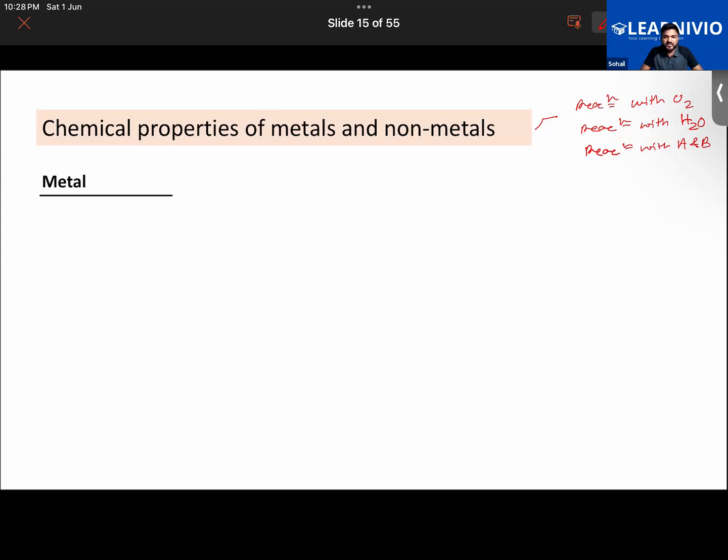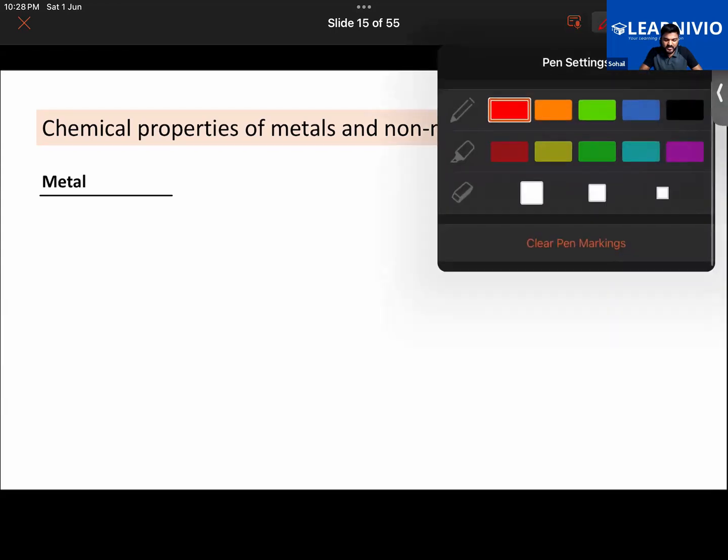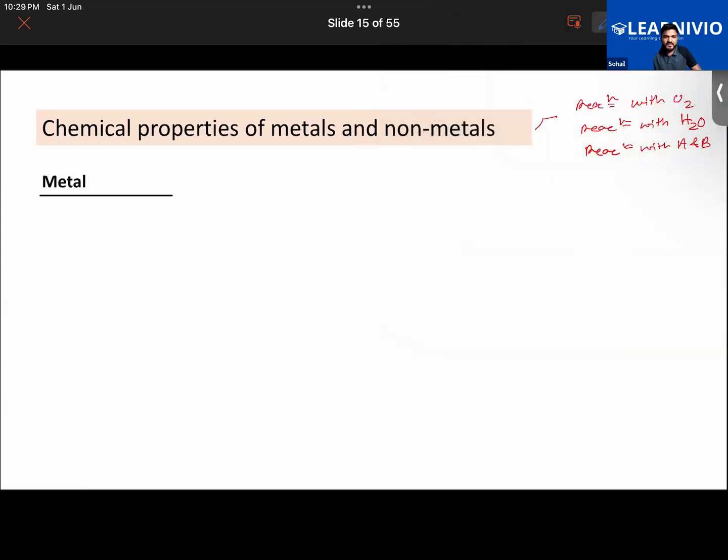How do metals react with oxygen? You might have observed that after some time, metallic objects tend to lose their luster. What is happening is that the metal reacts with oxygen to form a metal oxide.